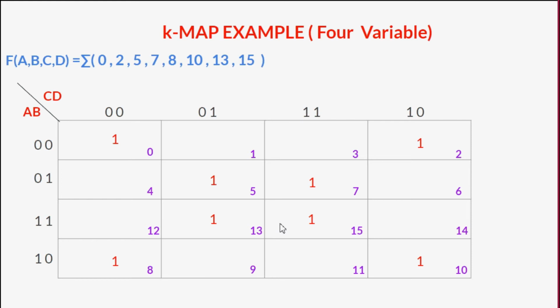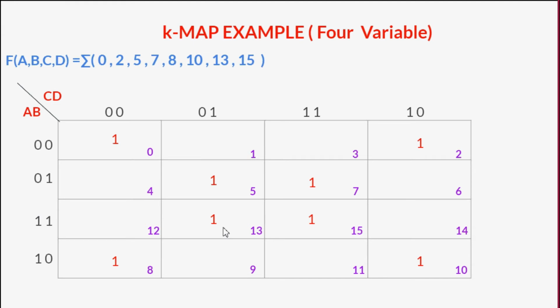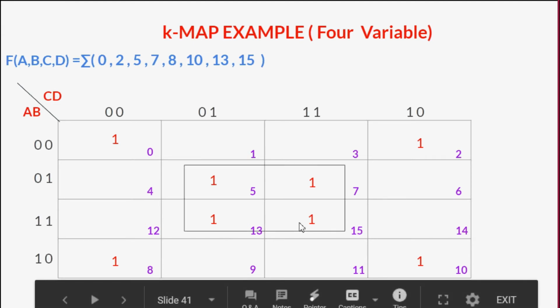Now I need to simplify this. How are we going to do this? We just need to combine the cells. The cells should be consecutive and should have an entry 1. If you look in the middle of your table, I can see that 5, 7, 13, 15 are all consecutive and all have entry 1. So I am going to make a block of it.